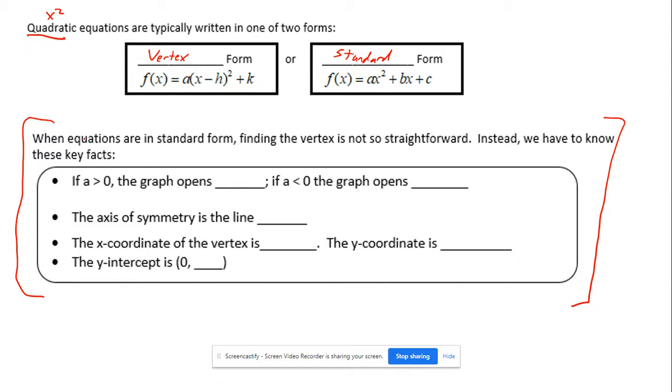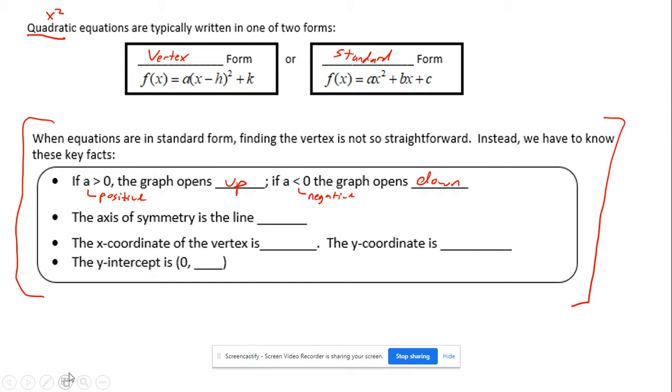Now the easy one starts with this. If a is greater than 0, in other words, if the number in front is positive, the graph opens up. It's concave up. And if a is less than 0, read that as negative, the graph opens down. Up and down only deals with the number in front of the x squared being positive or negative. So that was pretty easy, right? Like that one you can look at, you're like, yeah, life is good. We got this.